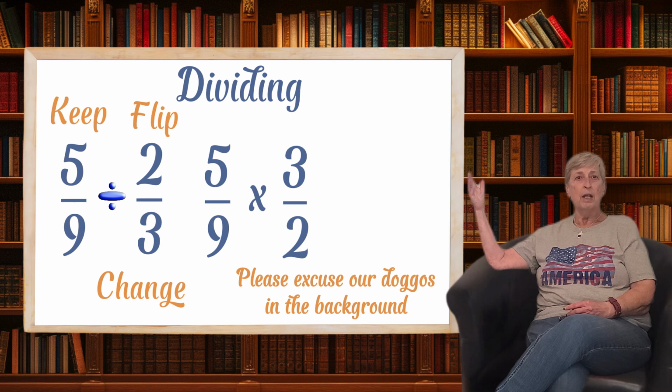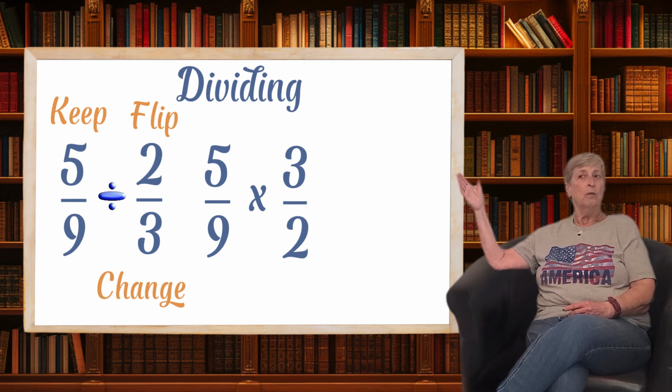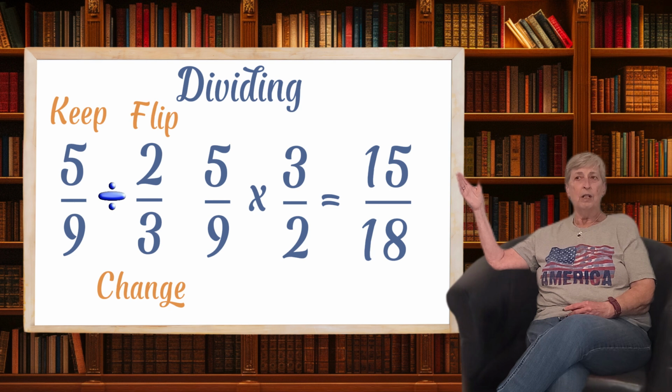And you just go back to your rules on multiplication, which if you didn't see that video or you don't understand that, then please check out our link at the end of this video, okay? And that way you can go back and see it. But here we have 5/9 times 3/2. Remember, you go straight across. So 5 times 3 would be 15. 9 times 2 would be 18. So your final answer is 15/18.